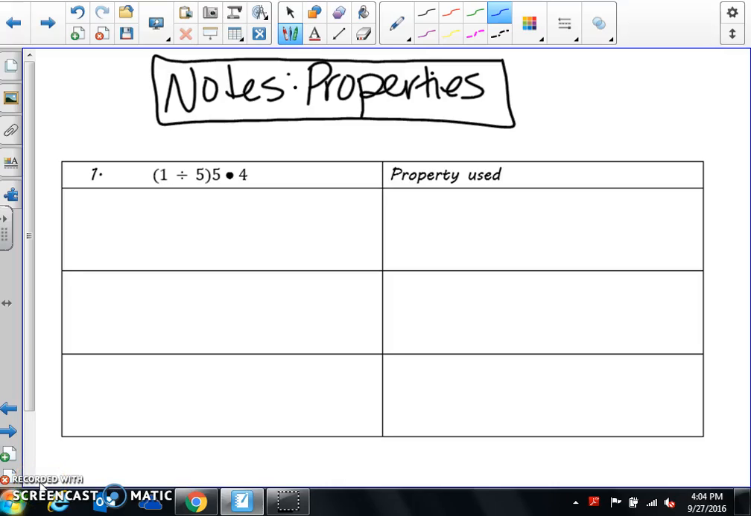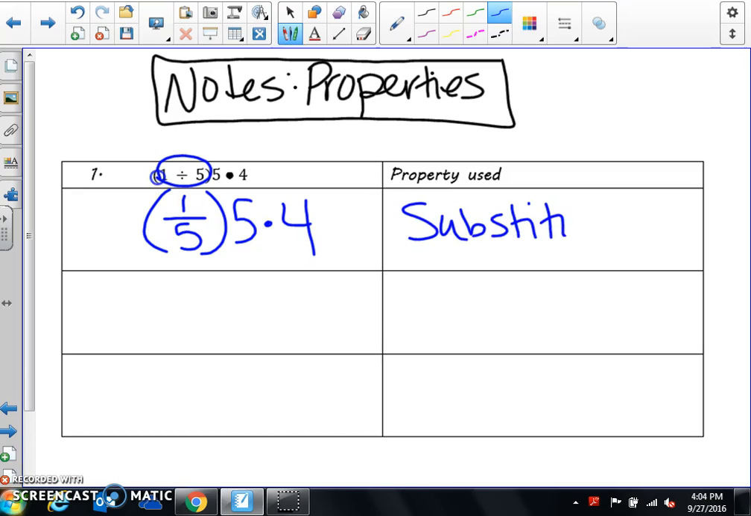Okay, so we are going to simplify the order of operations on the left side while justifying which property we used. So according to order of operations, the first thing I would do is 1 divided by 5, which is just 1/5. Okay, no property justifies that. So we would just say, okay, that's substitution. Now the next step would be to multiply 1/5 times 5. So 1/5 times 5 is 1.